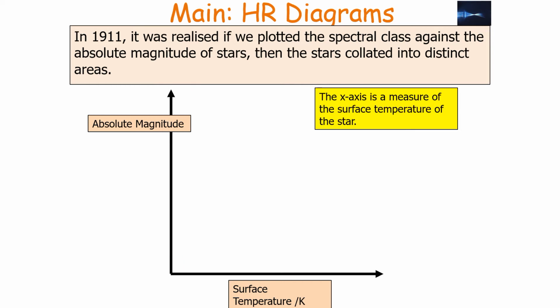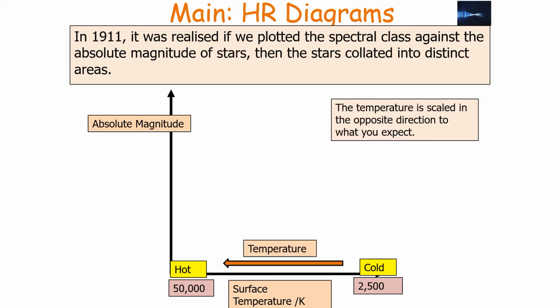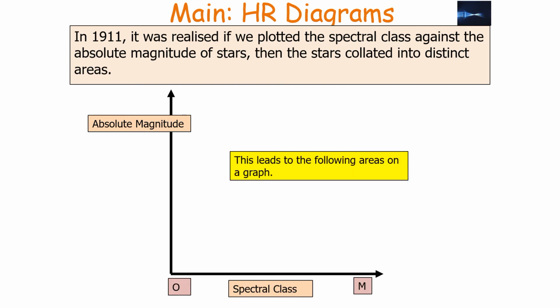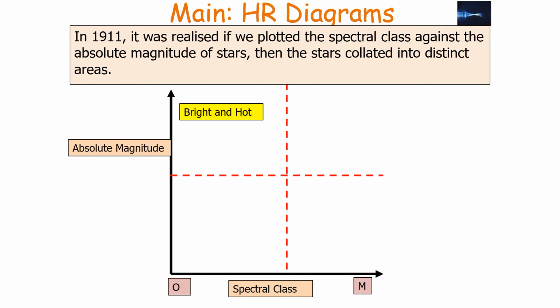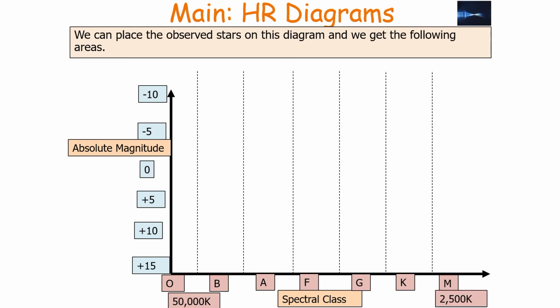The x-axis is a measure of surface temperature from very hot to very cold, so 50,000 to 2,500 in a non-linear scale. So it's very hot on the left, very cold on the right, so the temperature is scaled in the opposite direction to what you would expect. Now, this scale can also be represented with spectral classes with O to the left and M to the right, which leads to the following areas on your Hertzsprung-Russell diagram. You've got bright and hot top left, dim and hot bottom left, bright and cool top right, and dim and cool bottom right.